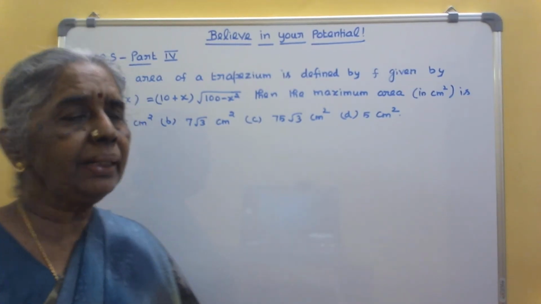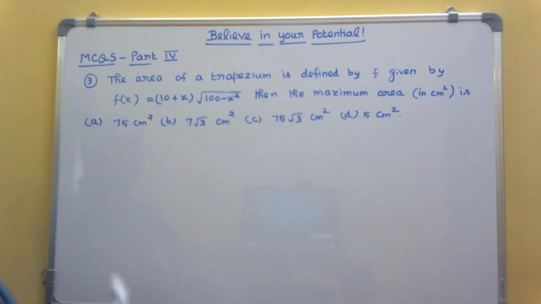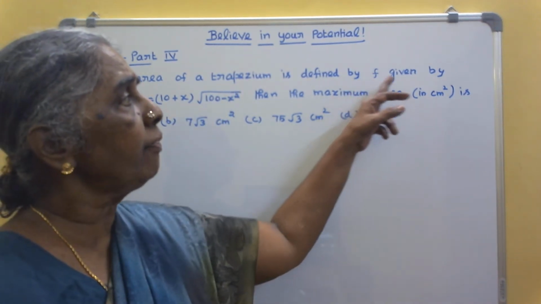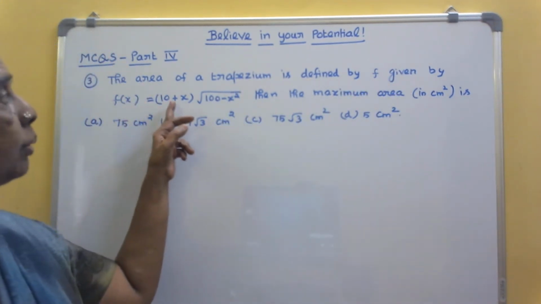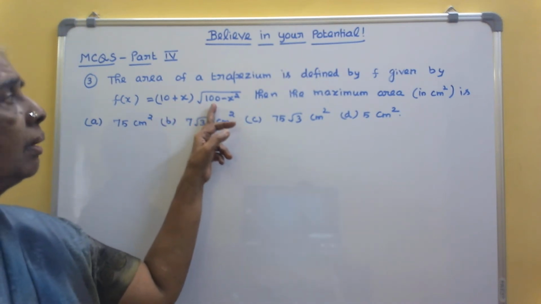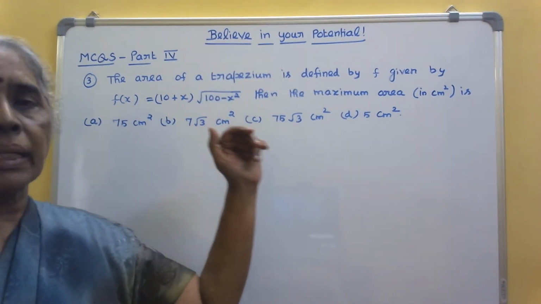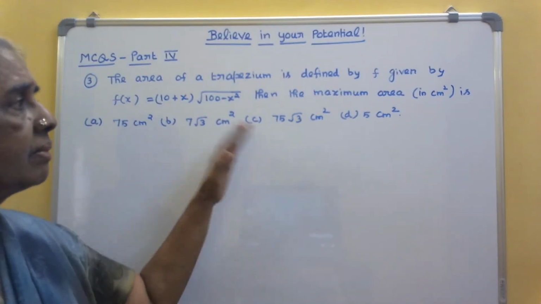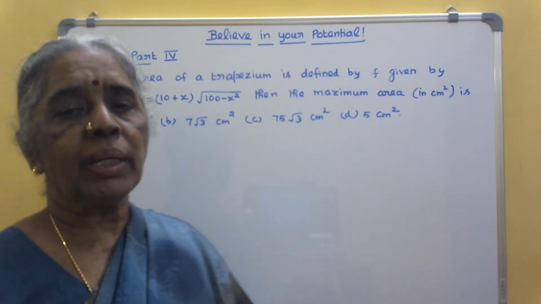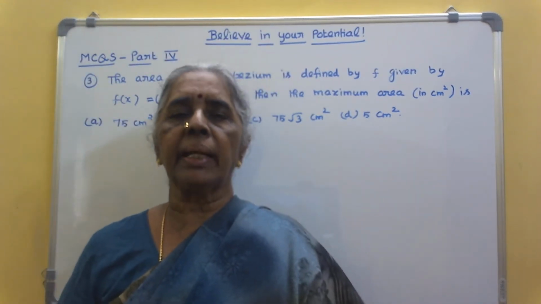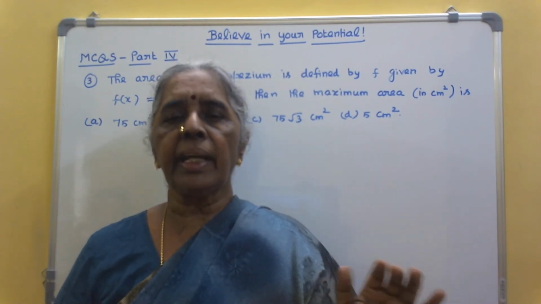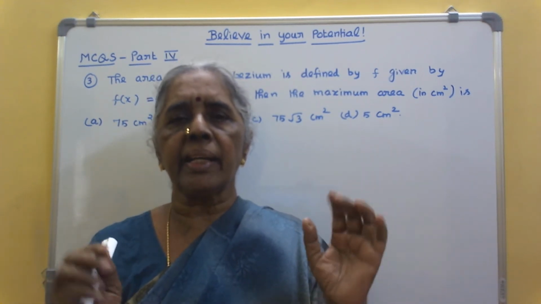Let us see the third one. The area of a trapezium is defined by f, given by f of x is equal to 10 plus x root 100 minus x squared. Then the maximum area in centimeter squared is, and 4 options are given. Actually, it is an example sum in the NCERT textbook and they have modified it as an MCQ sum.